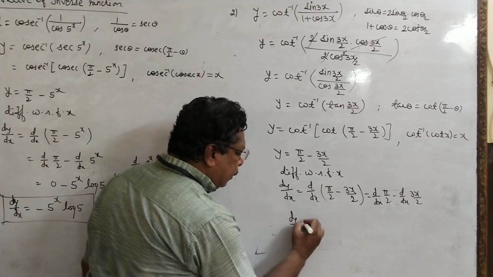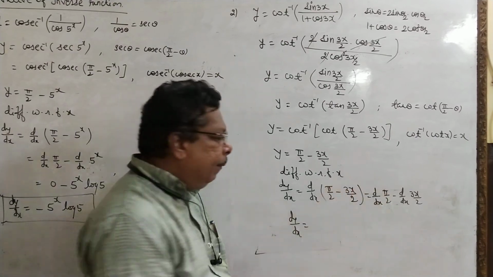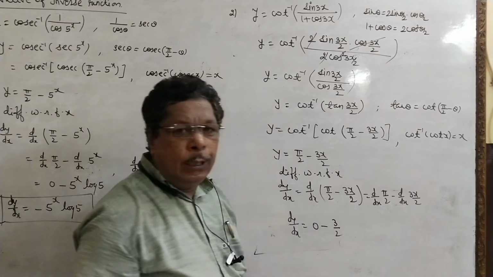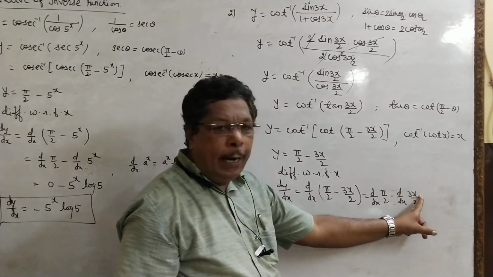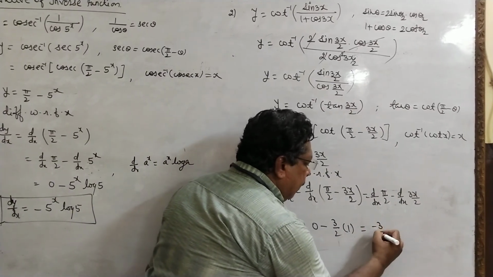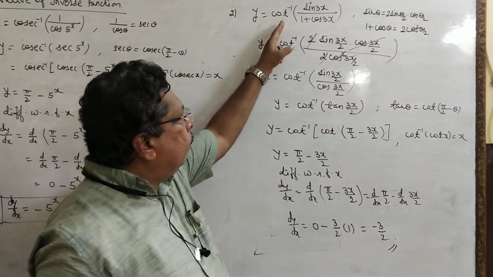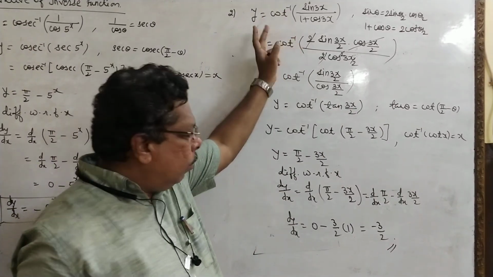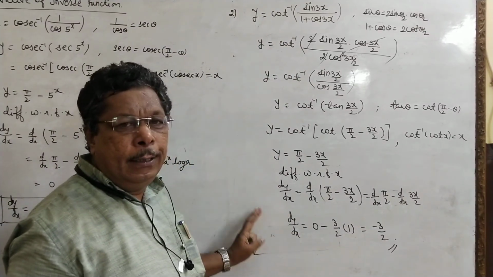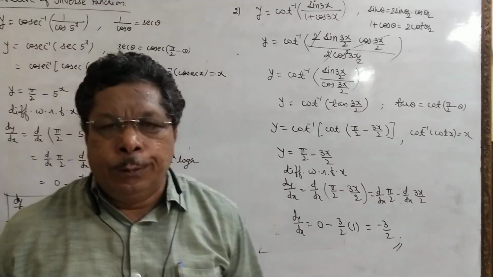So dy by dx is equal to, pi by 2 is constant, the derivative of a constant term is 0, minus 3 by 2 is the multiple of the function, so take it outside, and we know that the derivative of x is 1. So it is minus 3 by 2. The derivative of the given function y equal to cot inverse of sin 3x upon 1 plus cos 3x is minus 3 by 2. Do we understand this? Any problem? Okay, the next type of inverse function we will continue in the next lecture.